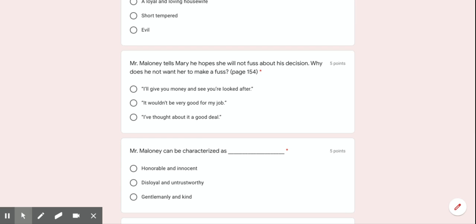Next one. Mr. Maloney tells Mary he hopes she will not fuss about his decision. Why does he not want her to make a fuss? And we can find this answer on page 154. A, I'll give you money and see you're looked after. B, it wouldn't be very good for my job. Or C, I've thought about it a good deal. So why does he not want her to make a fuss? Again, take a look at page 154.